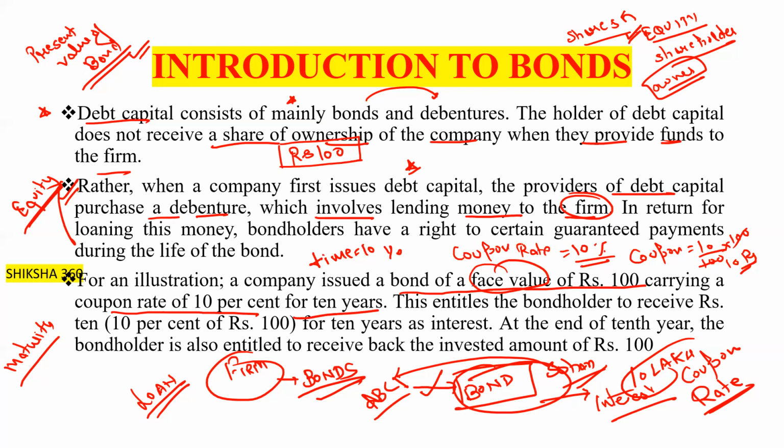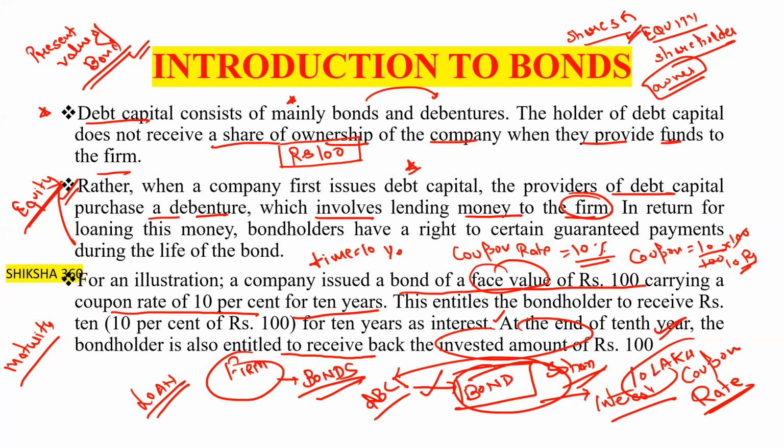At the end of the 10th year, the bondholder is also entitled to receive back the invested amount of rupees 100. So at the end of the tenure, what they have invested, they will get their money back along with the interest they are getting after every specified period.